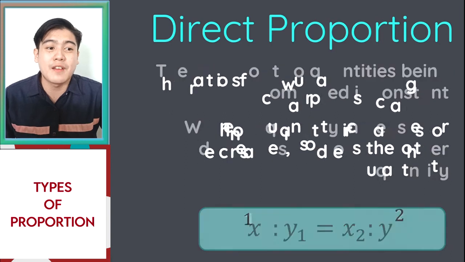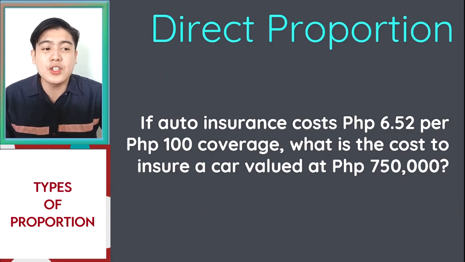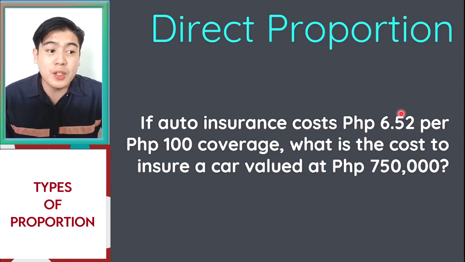Another example of direct proportion is if auto insurance costs 6.52 pesos per 100 pesos coverage, what is the cost to insure a car valued at 750,000? Obviously, kung mapapansin mo dito sa problem, every 100 pesos coverage, may 6.52 cost ng insurance dun sa car. So, ibig sabihin, pag mas malaki yung coverage, mas tataas din yung insurance cost. So, yun yung direct proportion.